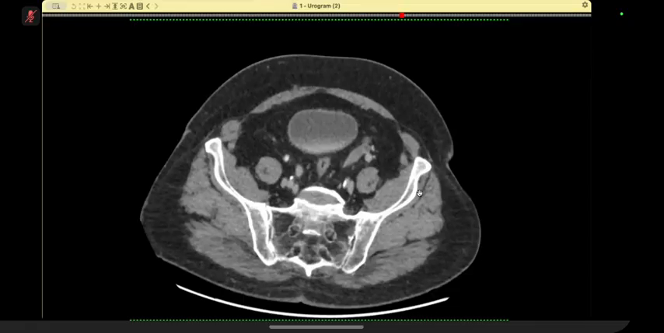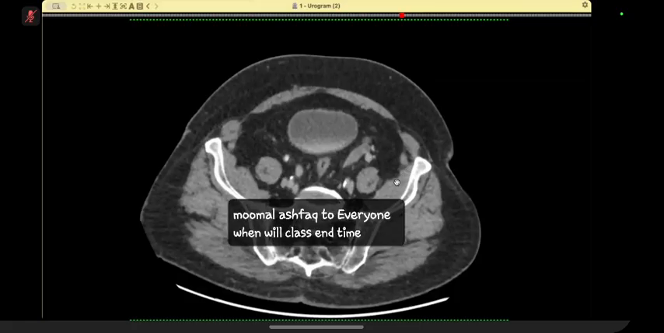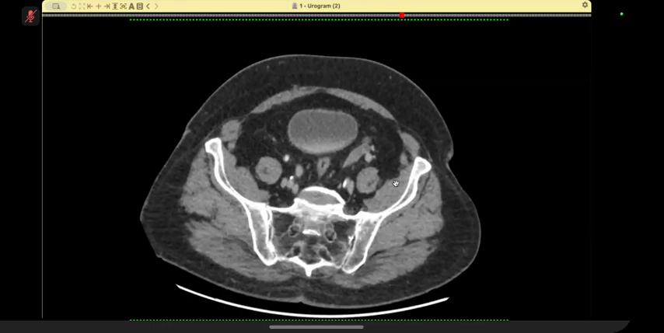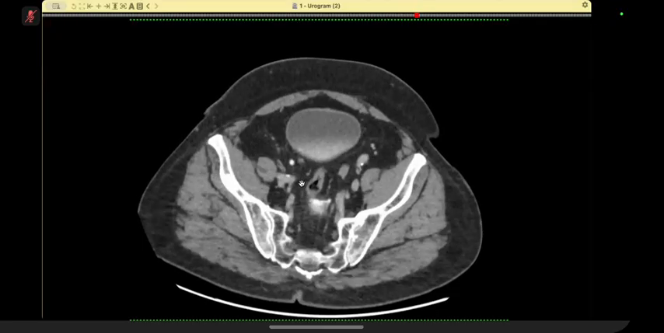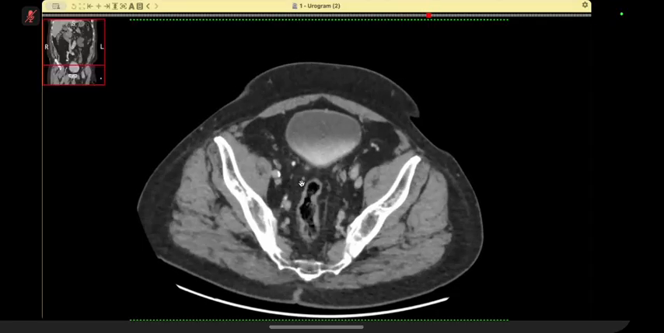Basically, this can be a long-standing process also, because there is cortical thinning and renal function is affected. You have said transitional cell carcinoma. So transitional cell carcinoma is one differential.